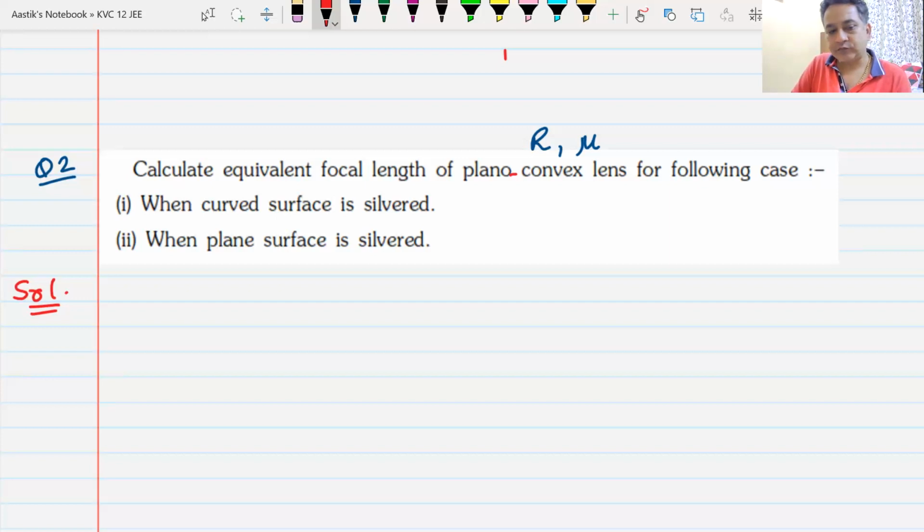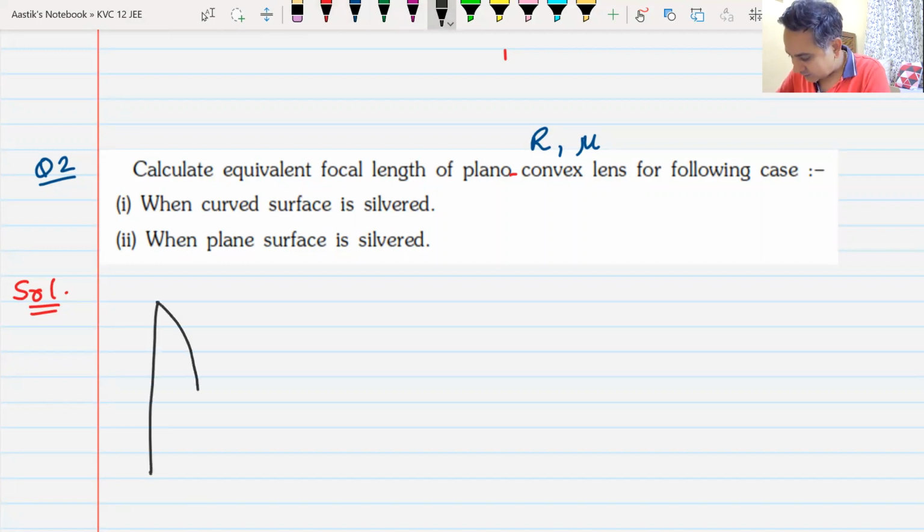Shall I do it? So what I do is I have this as my lens. Let us say this is my lens. Now in the first case, this surface is silvered. I have to find the focal length of this lens, and Harshita is giving me an answer. And Harshita, your answer is absolutely correct in the first case. How do I do this?